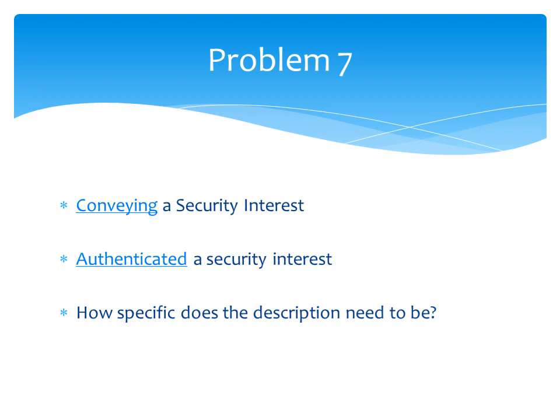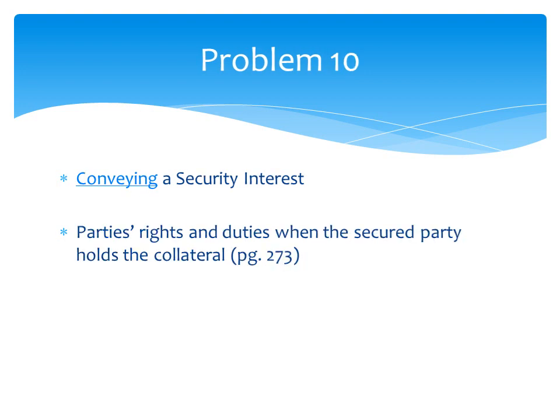with respect to inventory. Okay, so next we're looking at problem 10, and again we're dealing with the conveying of a security interest. Specifically on page 273, it talks about parties' rights and duties when the secured party holds the collateral. This question reads, when collateral covered under the Secured Transactions article of the UCC is in the secured party's possession, and there are 4 options.